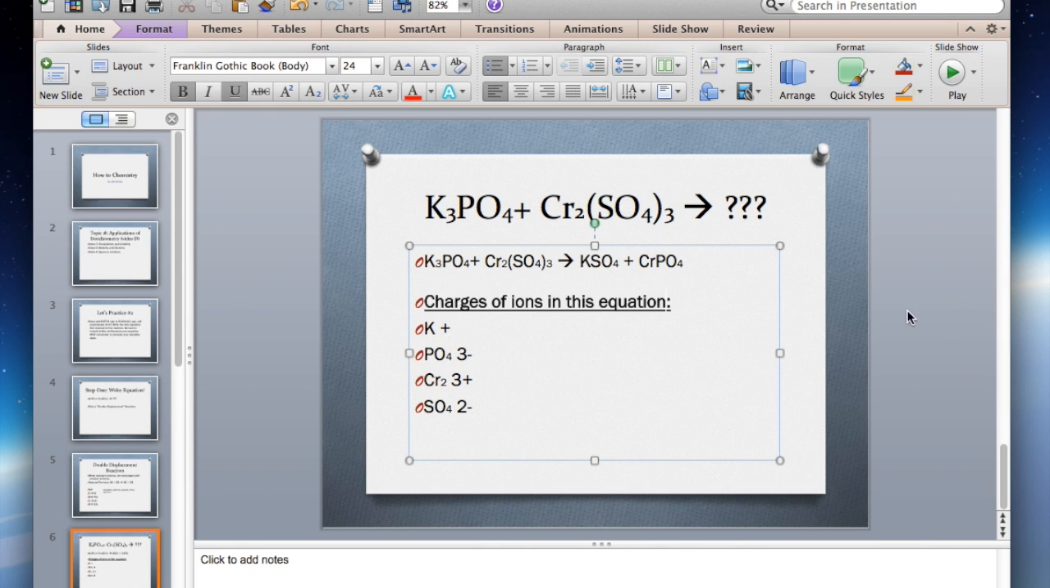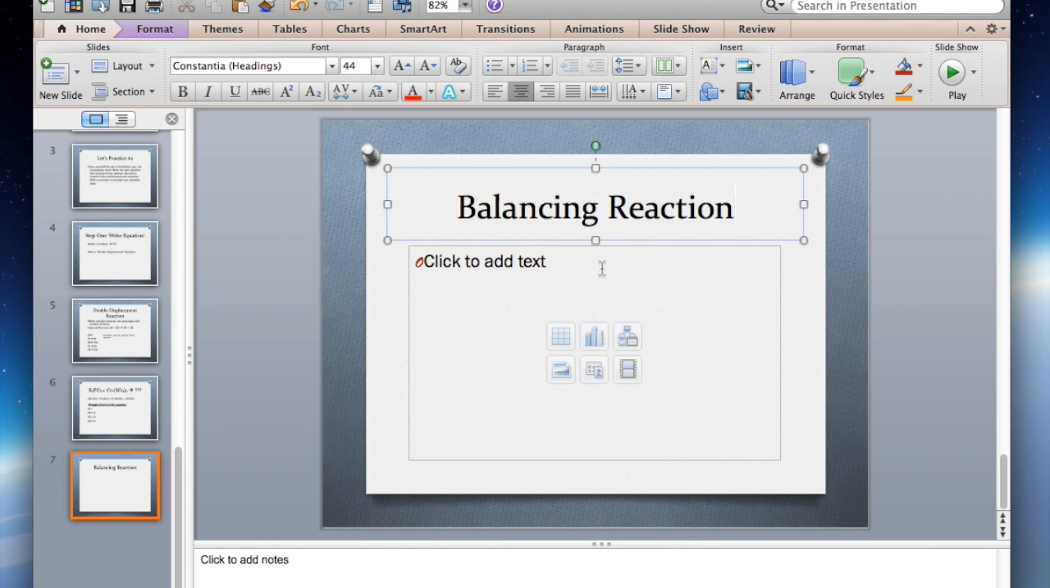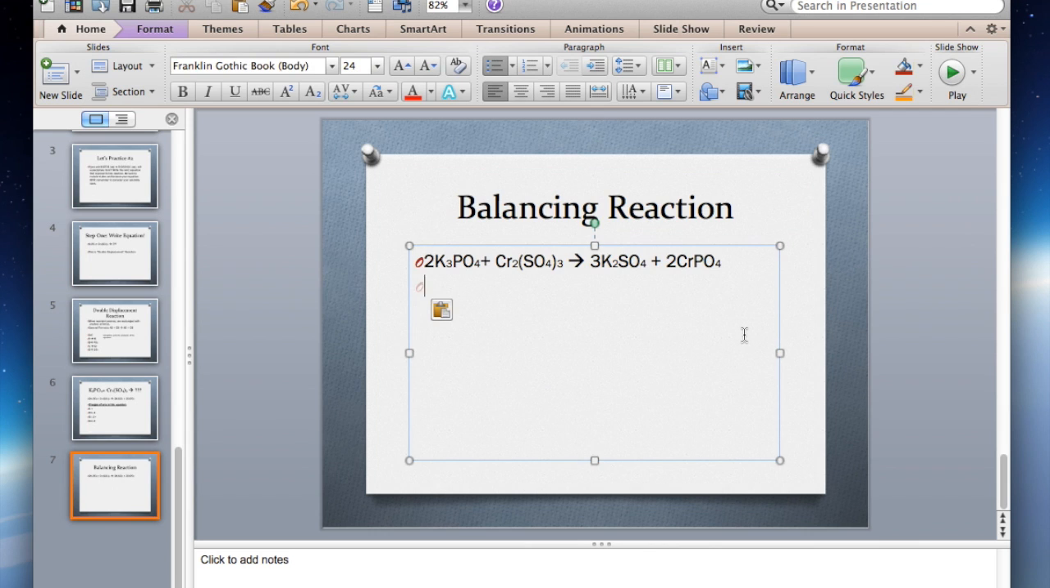So, looking at the product side, potassium is now paired with sulfate. How many potassiums with a +1 charge will be needed for a sulfate which has a -2 charge? So let's have 2 of those. And looking at the chromium and phosphate relationship, 1's enough. So after we've added all the coefficients, that's our balanced reaction.